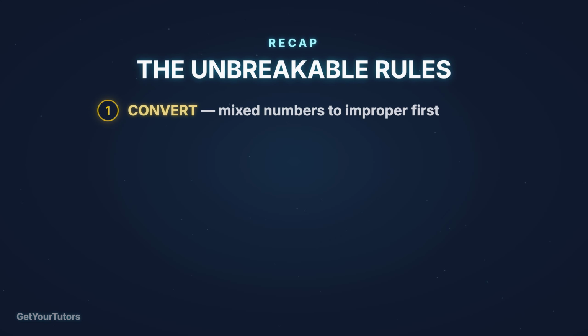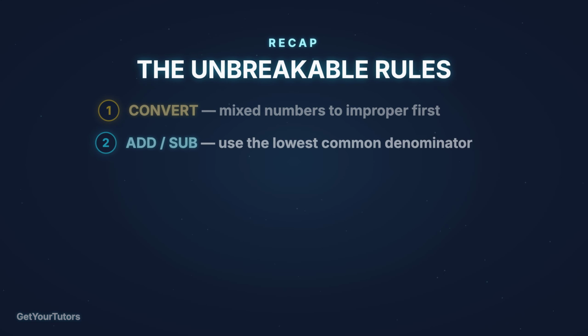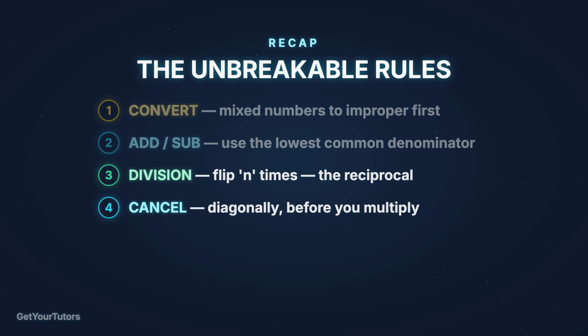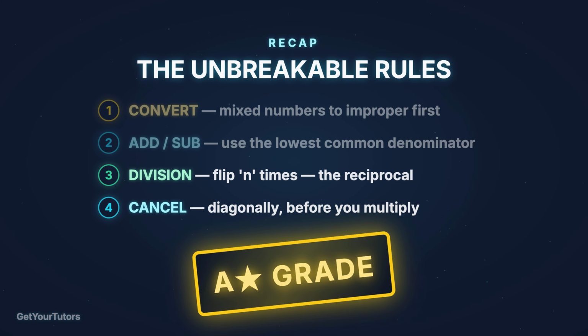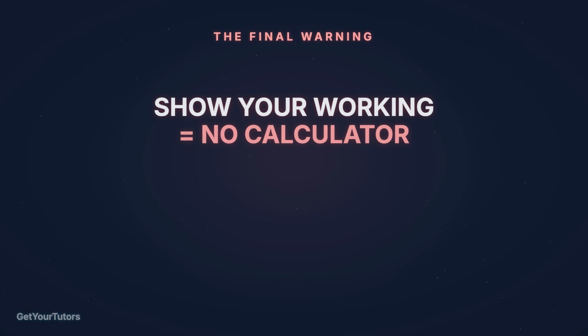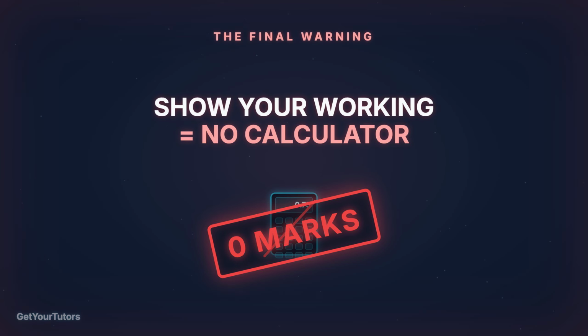Let us rapidly recap the unbreakable rules. Always convert mixed numbers to improper fractions before doing any calculations on them. For addition and subtraction, you must secure a lowest common denominator. Never just add the bottom numbers together at all. For division, remember to flip the second fraction to find the reciprocal and multiply. And always cancel diagonally first to stay safe. Finally, if the exam says show your working, you must write every single step. A calculator answer instantly gets 0 marks.